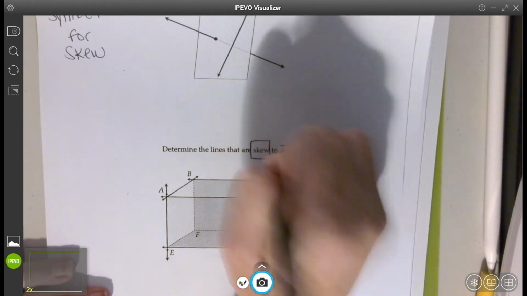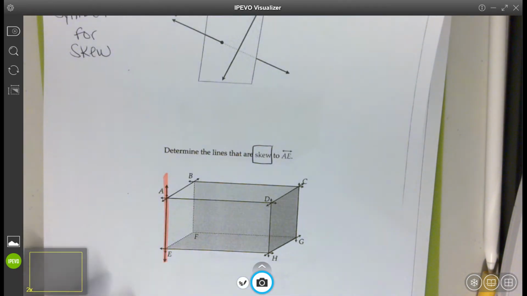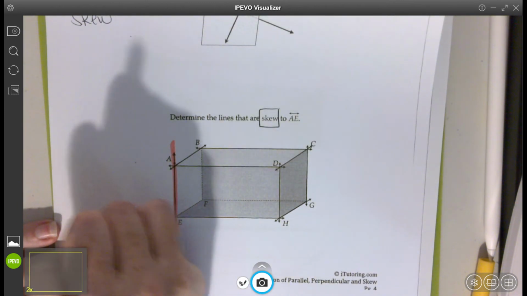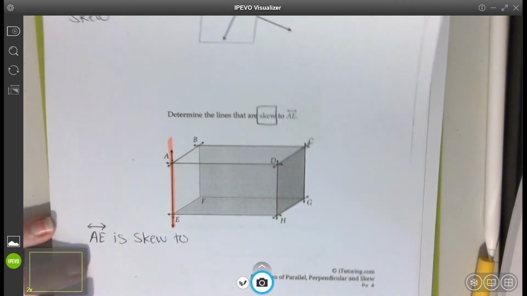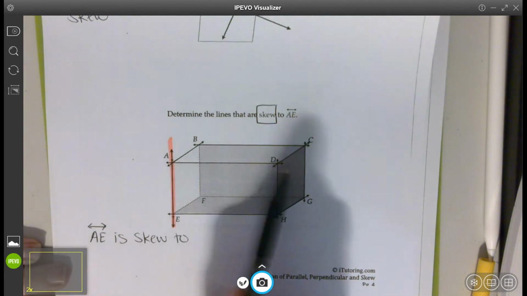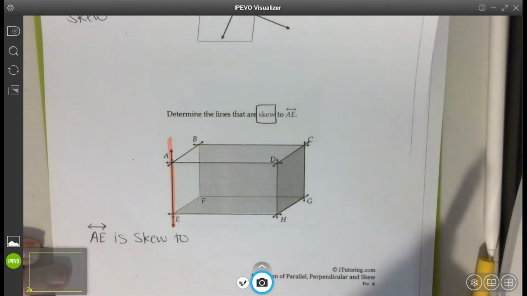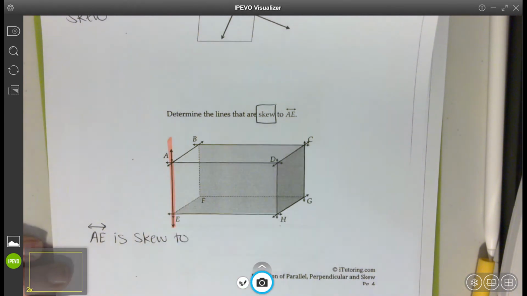So again, skew. So we have AE. So we're all relating our answers back to AE. So I'm going to start writing that. So AE is skew to. Now I want a line that is not parallel, doesn't intersect, and is on a different plane. So looking at the front of my figure, AD touches my line. EF touches my line. DH is parallel to my line. So none of these front lines work.